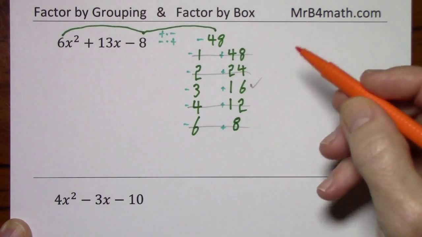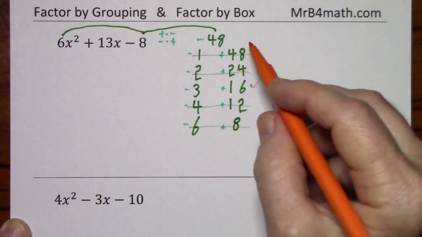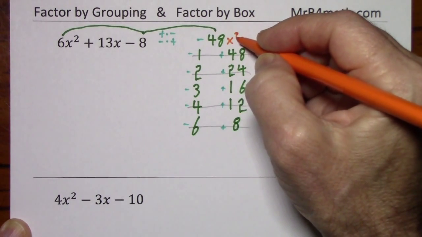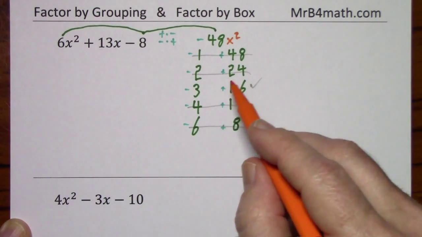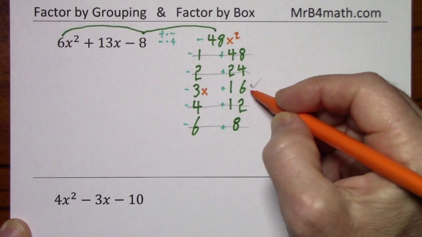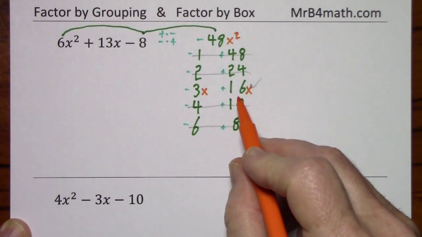One more point to mention, I actually multiplied 6x squared times negative 8. So there is an x squared here. I just don't normally write it because it's a lot of work. In fact, there's an x next to each of these terms. You just have to remember to use the variable for the factor pair that you choose.